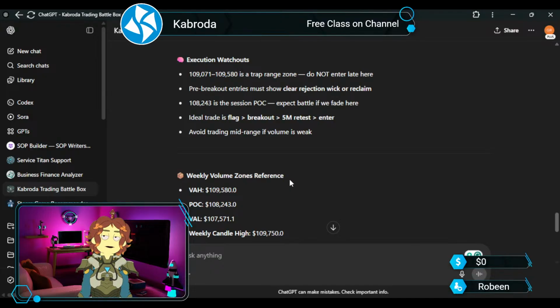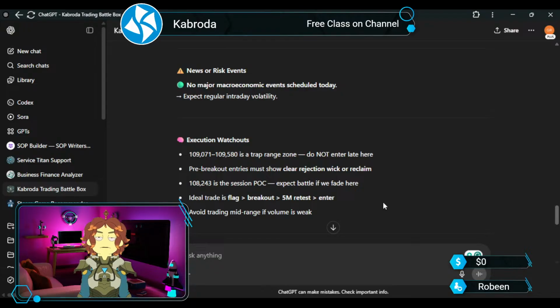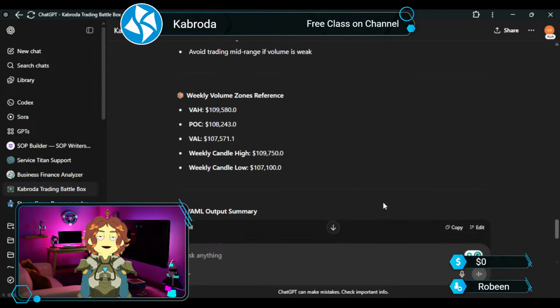It's saying don't trade mid-range if volume is weak. So basically, you're in no man's land if you're in between the breakout to go up, or the breakdown to go down. If you're in between the breakout and the breakdown levels, then you're just in no man's land. So there's no point in trading for that whole time.